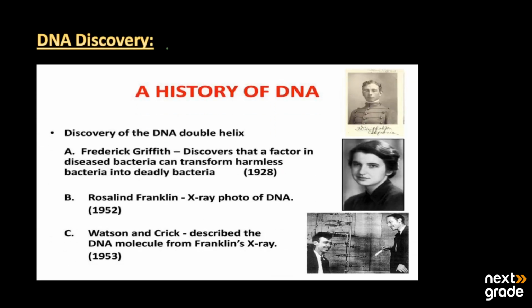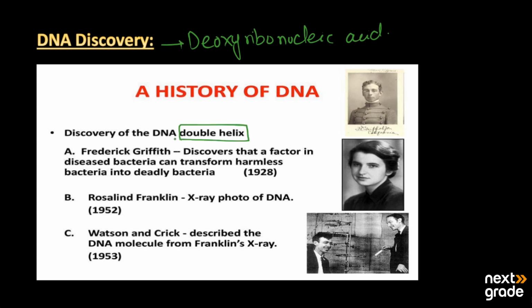Basically, DNA stands for deoxyribonucleic acid, and DNA is a double helix structure, where the two strands are twisted around each other in this way. First, Frederick Griffith discovered that a factor in the disease bacteria can transform harmless bacteria into deadly bacteria. This was done by Frederick Griffith in 1928.